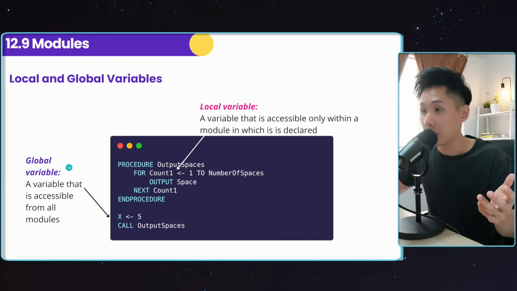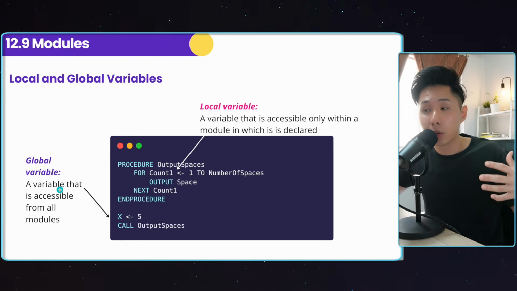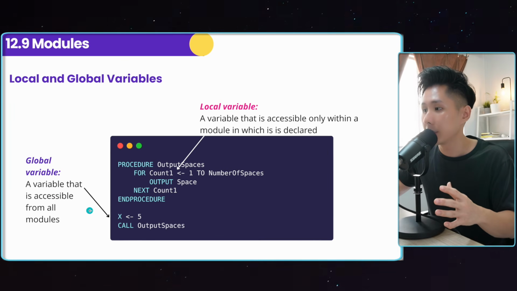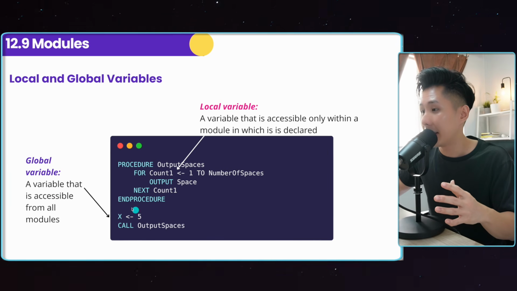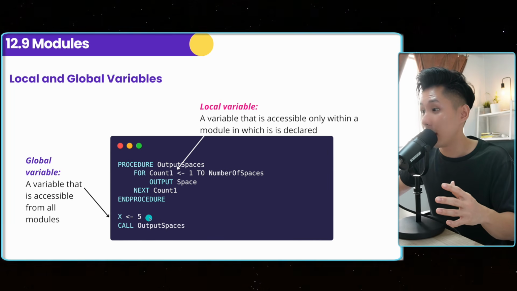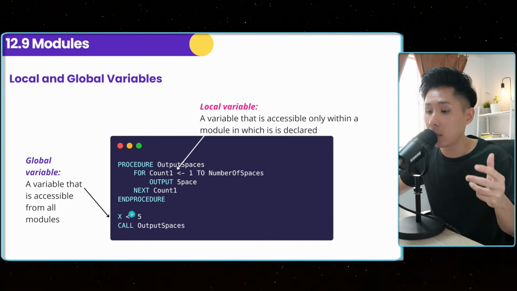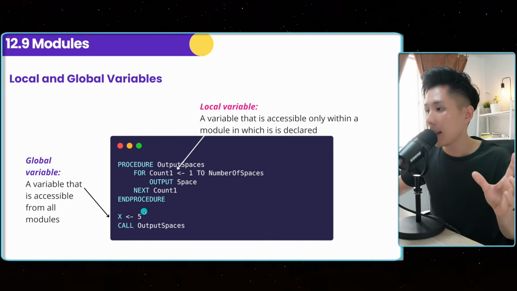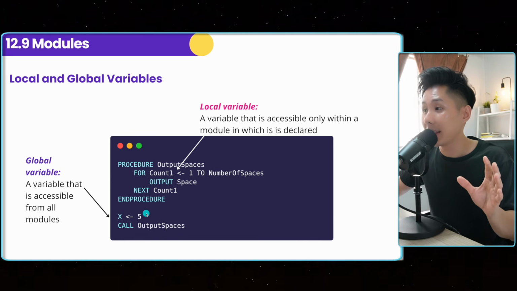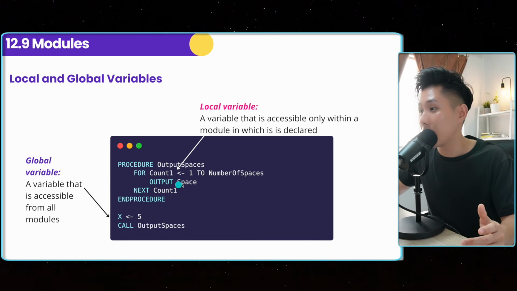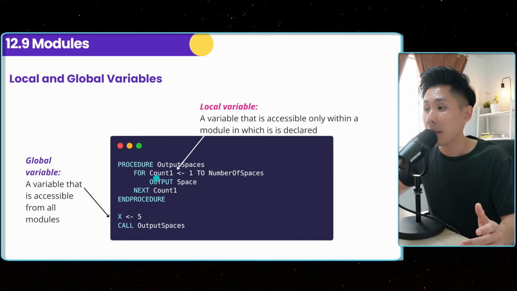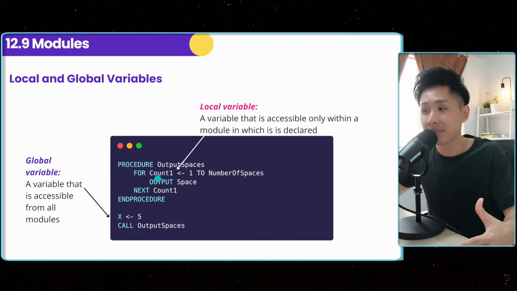Whereas a global variable is a variable that is accessible from all modules. Look, if I have created this variable called x equal to 5, this is what we call a global variable because it's not a variable created inside a function. And the good thing about a global variable is that you can use it anywhere. So if I were to output x here, I can do it because it is a global variable.